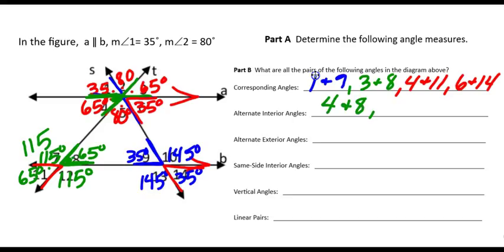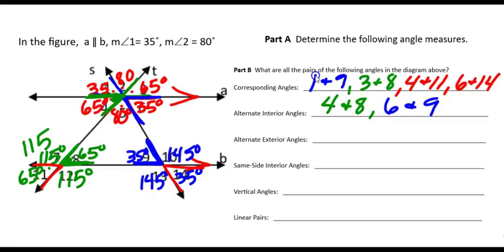And then we've got another pair, which is 6 and 9. So up here, we've got angle 6, this angle right up here. And over here, we've got angle 9. Those are on opposite sides of the transversal and inside the parallel lines. Then we've got alternate exterior angles. These are on opposite sides of the transversal, but outside the parallel lines.